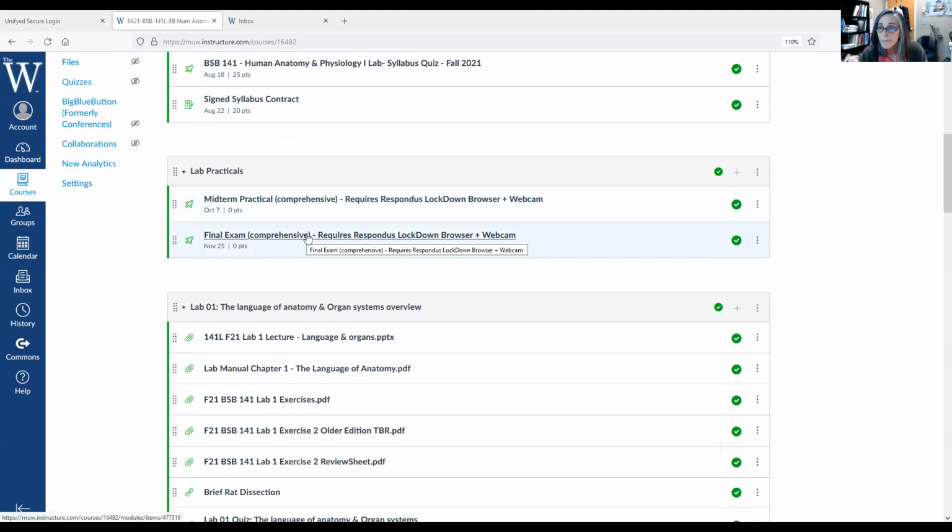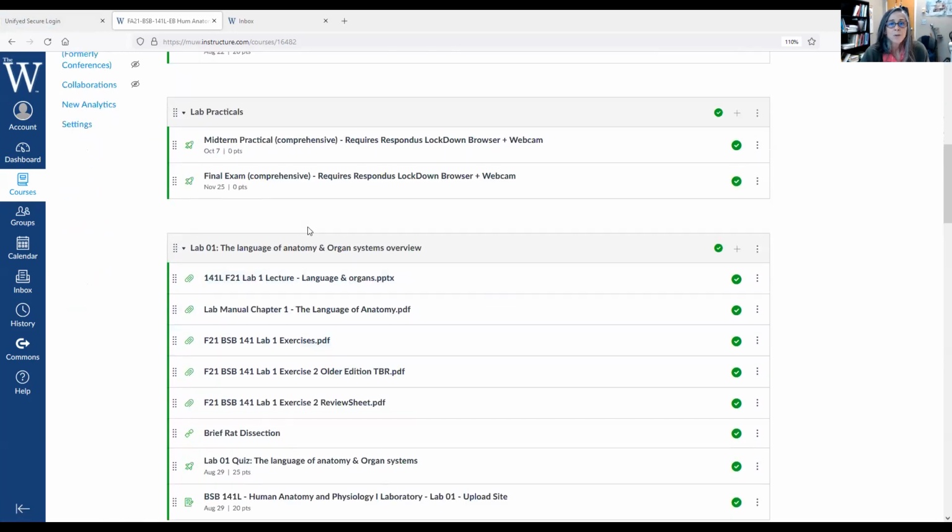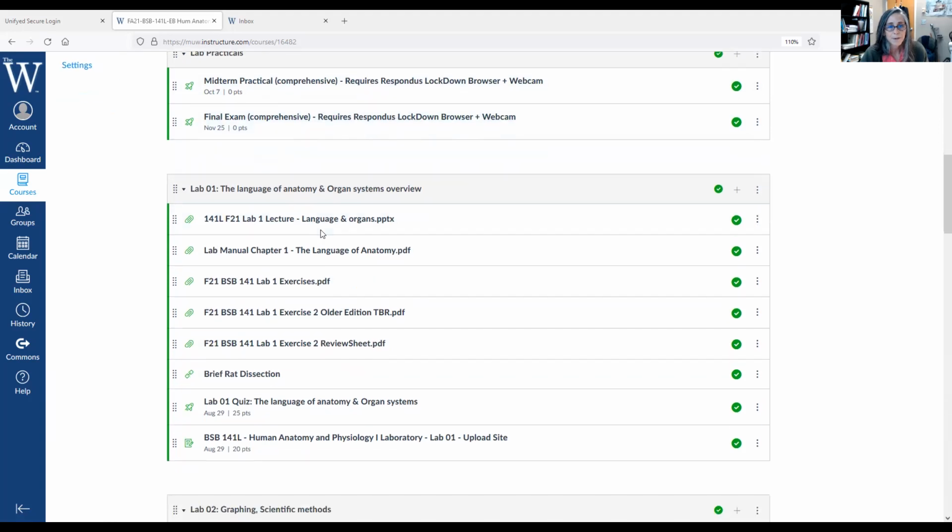Lab practicals, right now there's no points because I take them from what we've done. Like I said, there will be more multiple choice, so do not expect only what's on the quiz. And there's only two, and those do require the lockdown browser and Responders monitor.